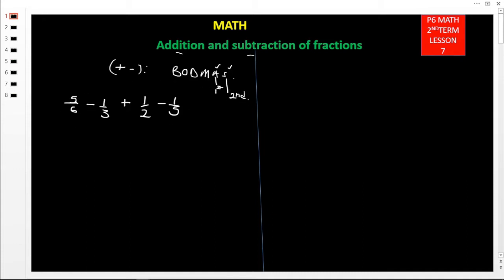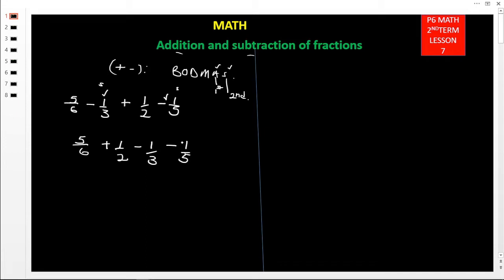So we have to rearrange our numbers, and to rearrange them we have to read and understand this expression. It says 5 out of 6 take away a third, meaning that a third is to be subtracted, then plus a half, then add on a half, then take away a fifth. So a fifth and a third are to be taken away. So we are going to arrange it as 5 out of 6, then plus a half because addition comes first, then minus a third, then again take away a fifth.